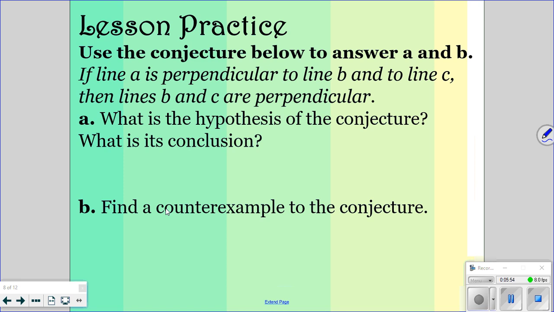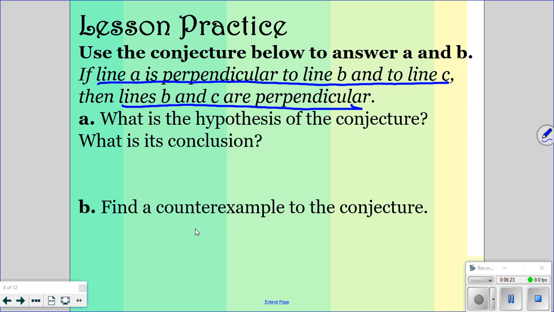Okay, so let's look at some practice problems. Y'all try these by yourself, and then we'll go over them together. So what is the hypothesis and what is the conclusion? The hypothesis is if line A is perpendicular to line B and to line C. The conclusion is lines B and C are perpendicular. So hypothesis is underlined, conclusion is underlined. Now we want to find a counterexample.